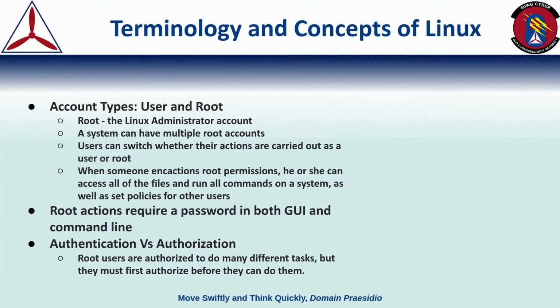There are two account types, user and root. Root is the Linux alternative to the Windows administrator account. A system can have multiple root accounts. Users can switch whether their actions are carried out as user or root. When someone enacts root permissions, he or she can access all the files and run all commands on a system, as well as set policies for other users. Root actions require a password in both GUI and command line.